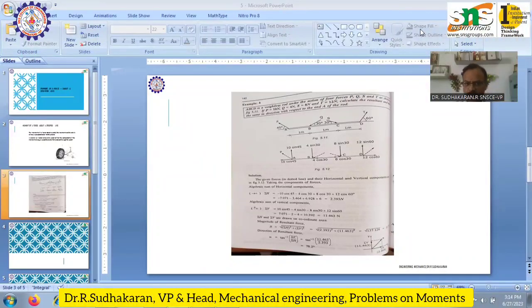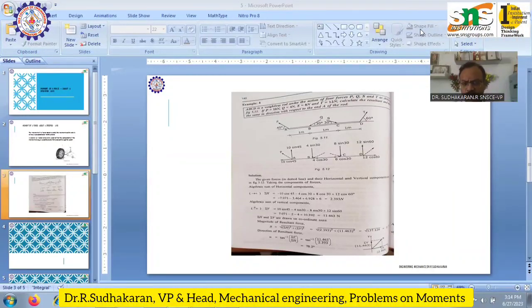Now consider a weightless beam, and there are four forces acting on the beam at points A, B, C and D. The magnitudes of the four forces are 10 Newton, 4 Newton, 8 Newton and 12 Newton respectively. The forces are acting at angles of 45 degrees, 30 degrees, 30 degrees and 60 degrees on the beam. The total length of the beam is 3 meters.